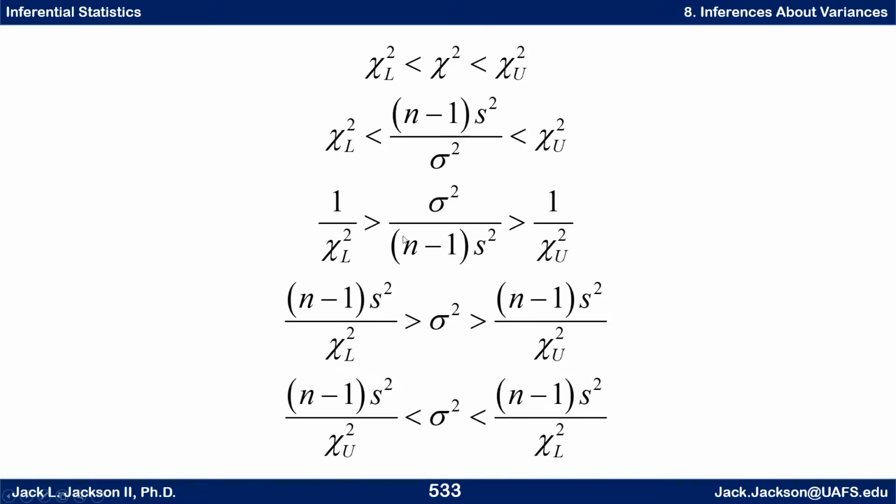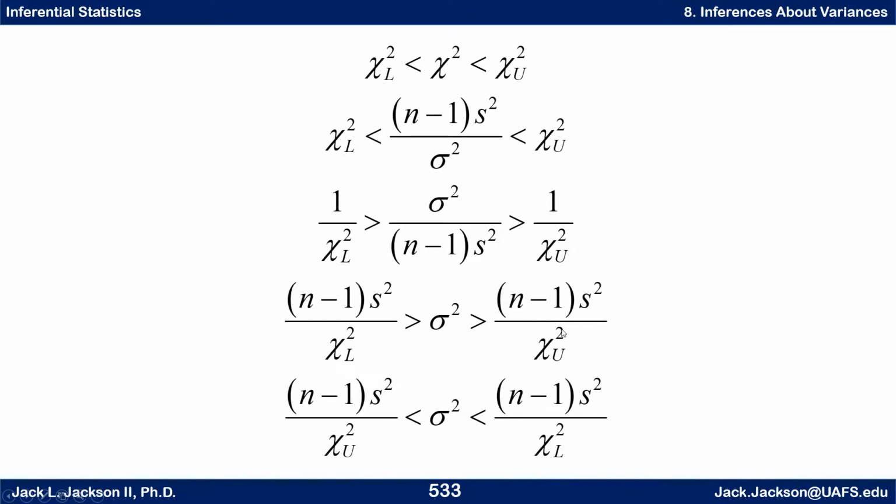So what we're going to do is reciprocal everything, and that's going to give us 1 over chi-square lower. Going to put the sigma squared in the top, the n minus 1 times s squared in the bottom, and it's going to flip this one over as well. But when we do that, it switches from all less thans to all greater thans. Now I'm just going to multiply all three sides by n minus 1 and s squared to cancel this out to get sigma by itself. That puts an n minus 1 times s squared in the numerator here and here. So we get sigma squared between these two.